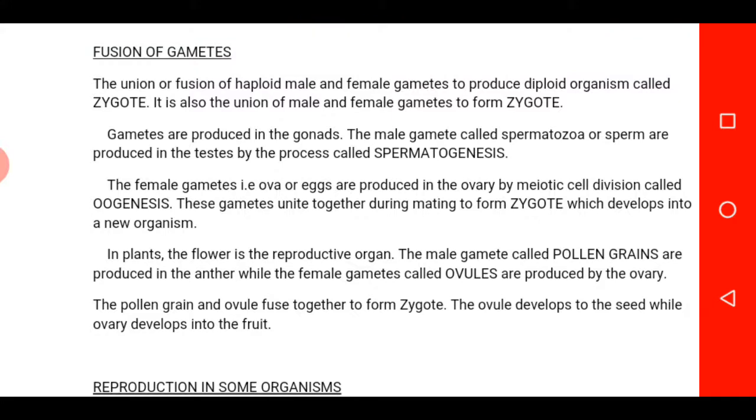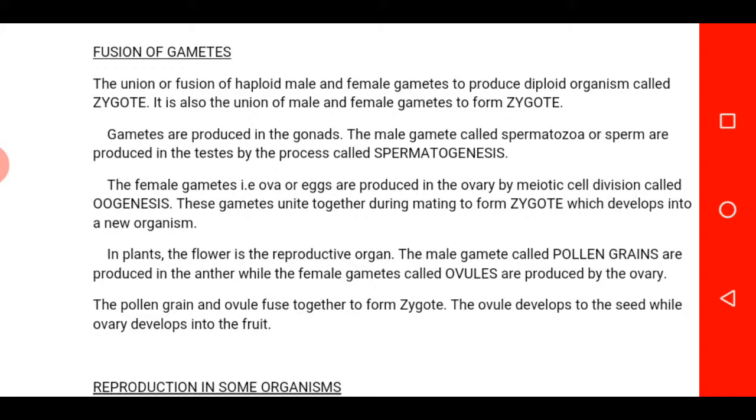While in the female organism, we have the production of eggs or ova. This is produced by the ovary through meiotic cell division, and this is called oogenesis. That is, production of female sex cell is called oogenesis. That is the process, which occurs in the ovary of the female organism.